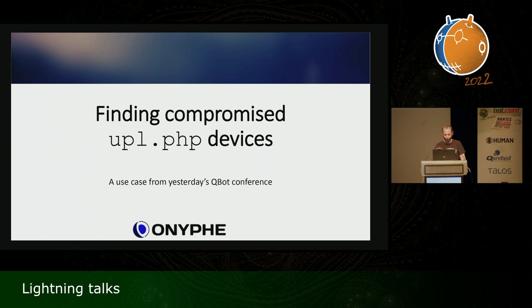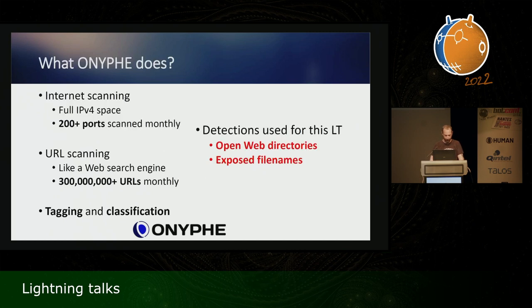Okay, so the goal here is to present a use case based on the conference of yesterday on Qbot: how to find devices which have a UPL.php file exposed. ONIF, my company, is doing internet scanning, 200 ports scanned monthly, and we also scan URLs. We scan 300 million URLs per month and growing, and we do tagging and classification of devices.